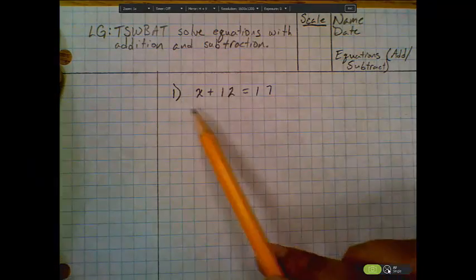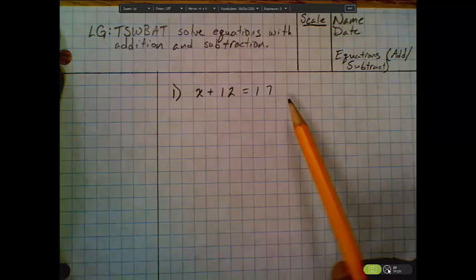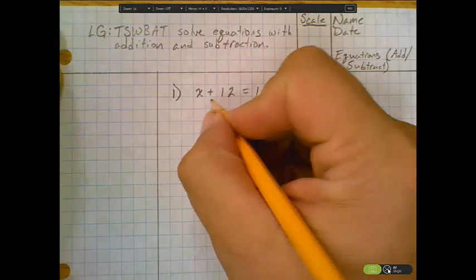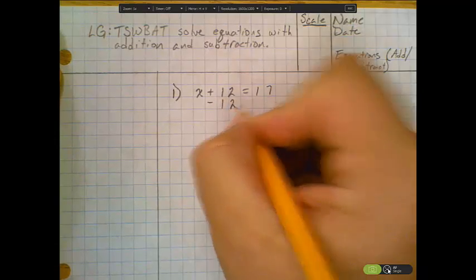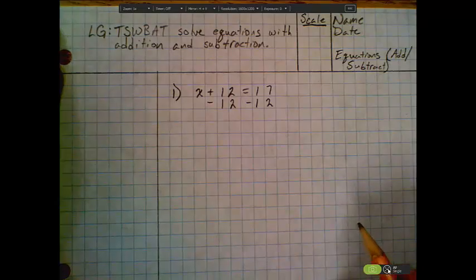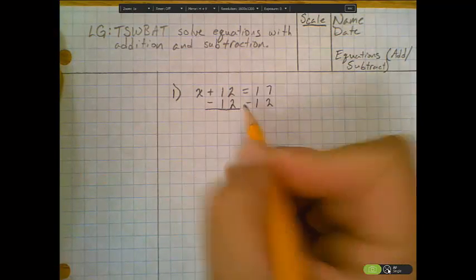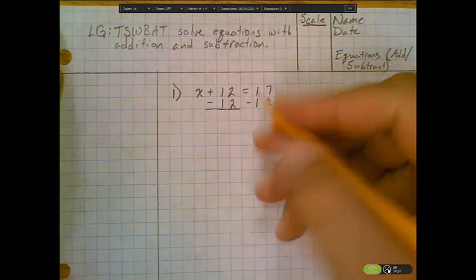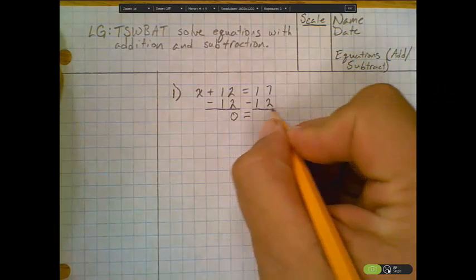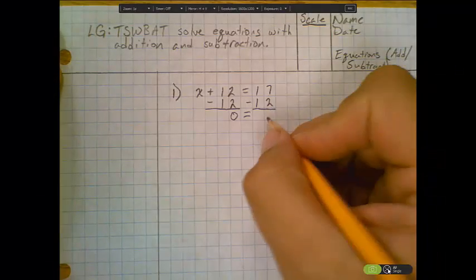But whatever we do to one side of the equation, we have to do to the other side of the equation. So if we subtract 12 on this side, we have to subtract 12 on the other side. When we have 12 minus 12, that's going to equal 0. When we have 17 minus 12, that's going to equal 5.